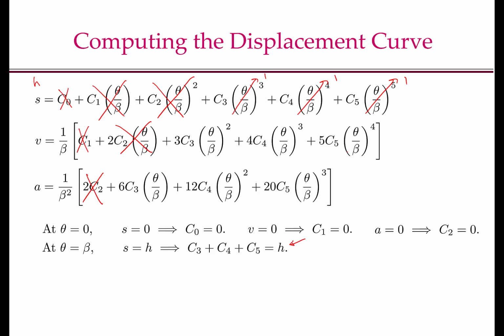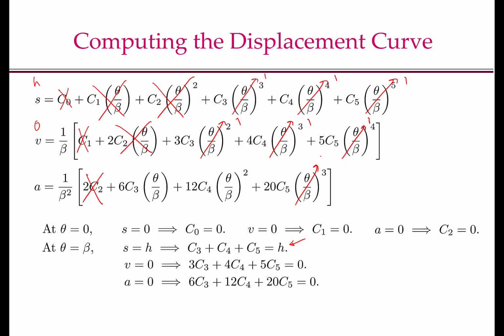Now at theta equal to beta, which is at the end of the rise motion, I have V equal to 0. So theta equal to beta implies this term is 1, this term is 1, this term is 1, and V is 0. So what I have is 1 by beta times 3C3 plus 4C4 plus 5C5 equal to 0, which implies 3C3 plus 4C4 plus 5C5 equal to 0. Similarly, at theta equal to beta, this term is 1, this term is 1, this term is 1, and A equal to 0. So I have 6C3 plus 12C4 plus 20C5 is equal to 0.